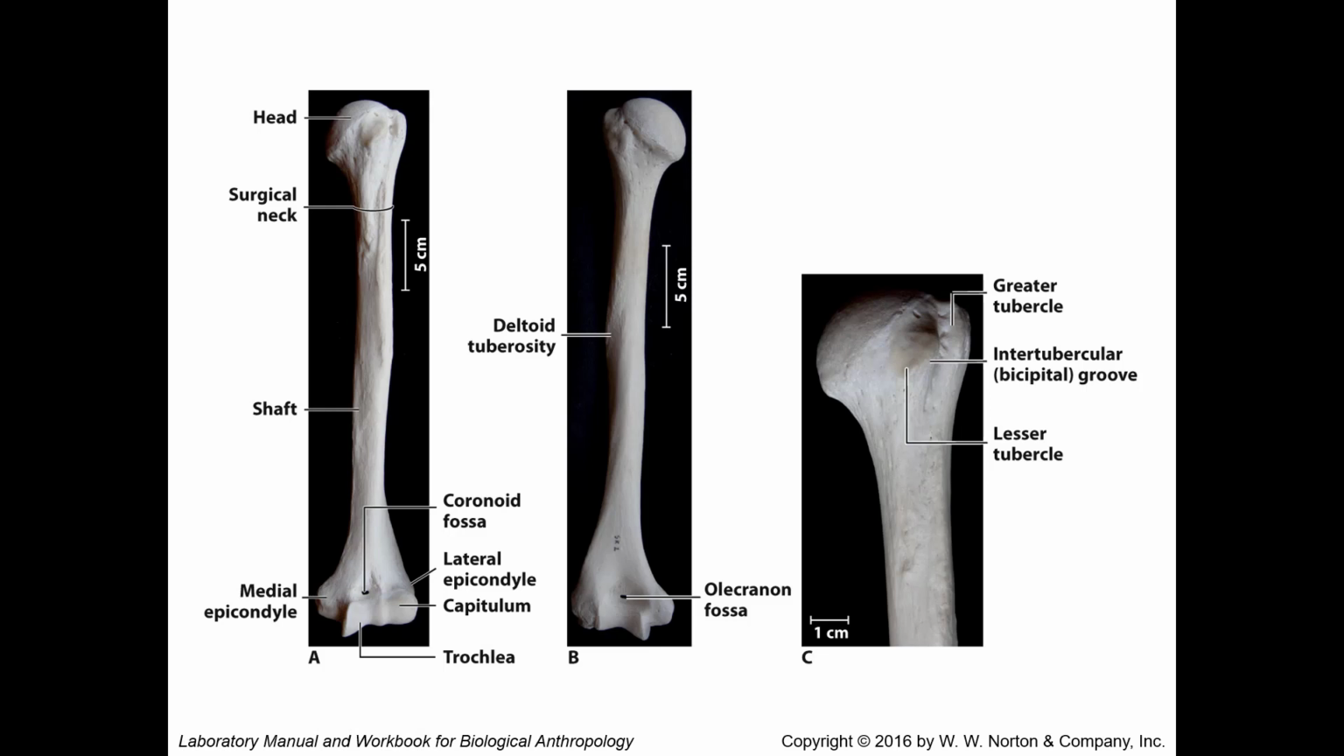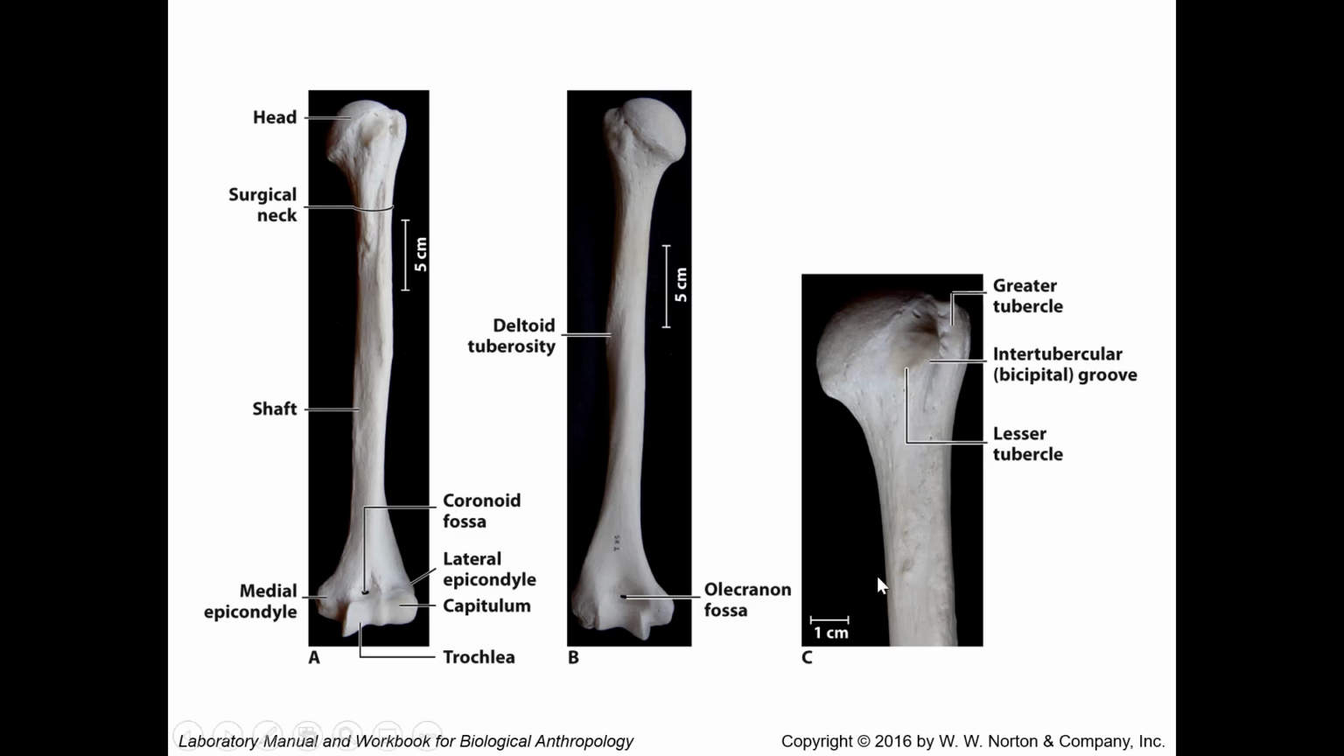The distal end of the humerus has two pronounced depressions. The olecranon fossa, right here, is a larger depression on the posterior surface, and then the coronoid fossa on this side is a smaller depression on the anterior surface. Both of these depressions articulate with the ulna as part of the elbow joint.